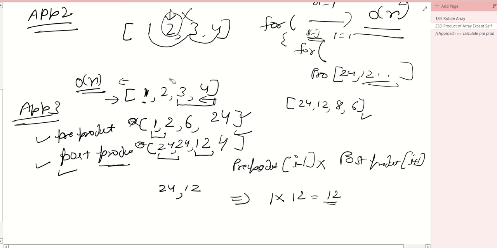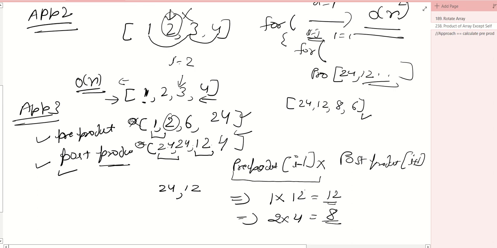I think for the third one you will get the clarity. For the third one, what I said, we just need to calculate the pre-product of I minus 1. So the pre-product of I minus 1 is what? I equals 0, 1, 2. The pre-product of I minus 1, that will be 1. So the pre-product of 1 is what? 2. Post-product of I plus 1, I is what? 2, 2 plus 1, basically 3. Post-product of 3, 0, 1, 2, 3, that will be nothing. Okay, so we will write 8.